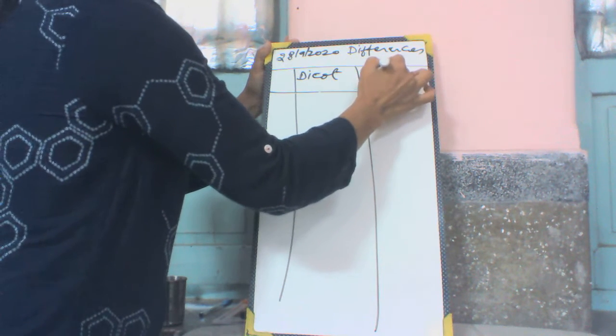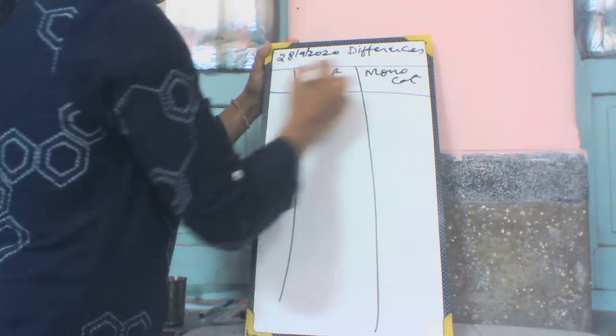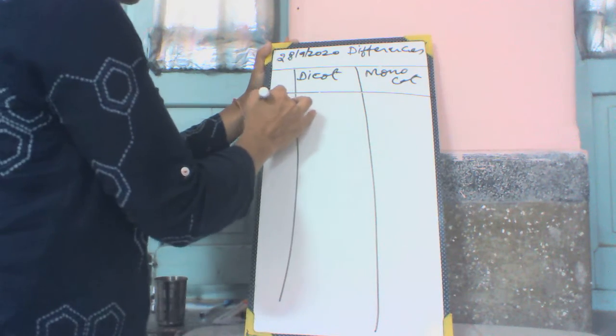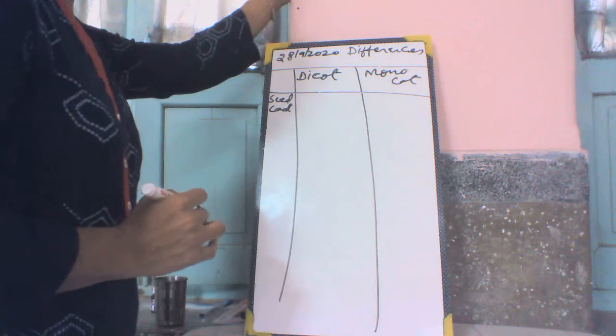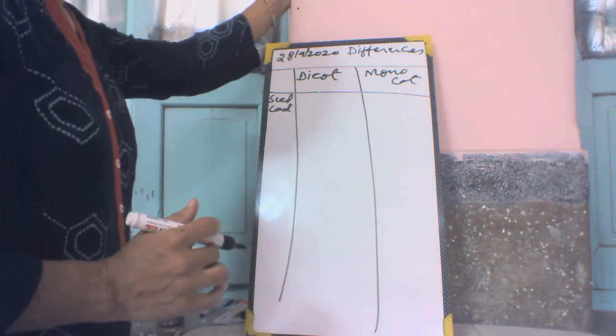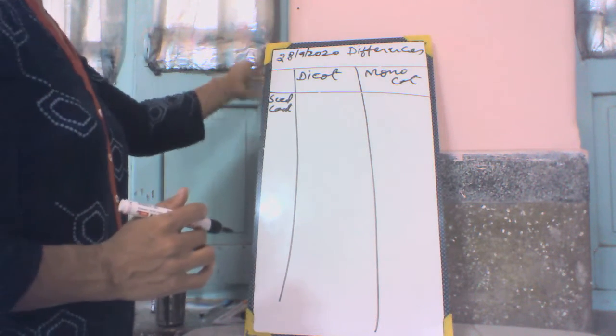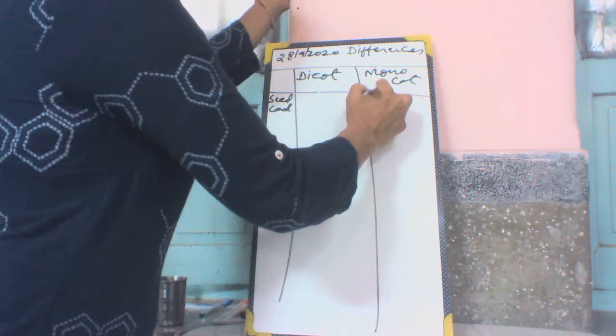Dicot seed, monocot seed. First of all, seed coat. In the dicot seed, the seed coat is not fused with the pericarp and consists of testa and tegmen. In the monocot seed, the pericarp is fused.